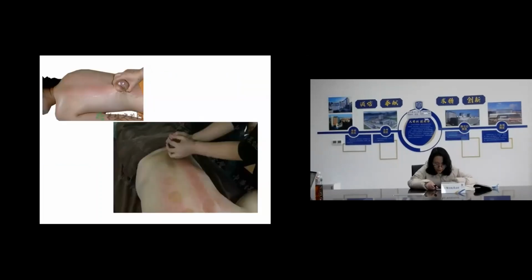And here is a picture of moving cupping. First, we put some oil or cream on the skin, then put the cup. Then along the meridian, we move the cup.